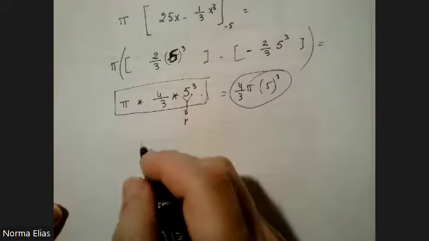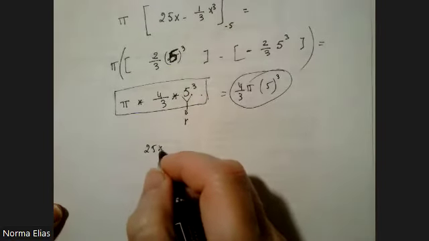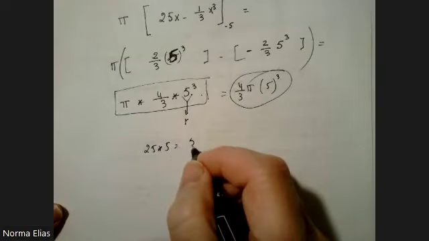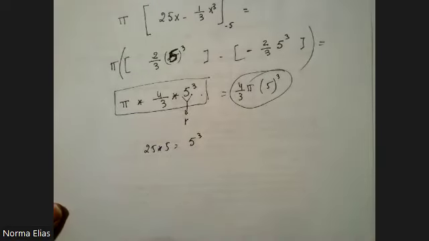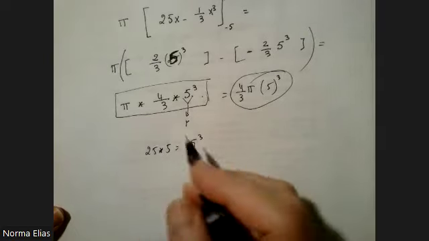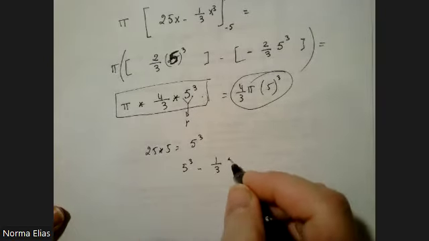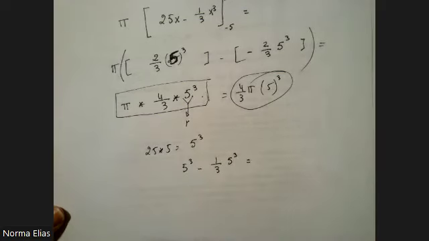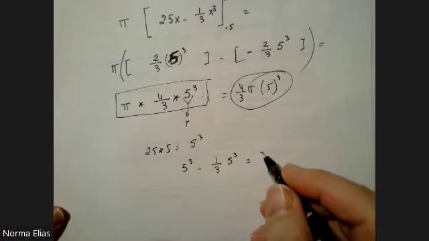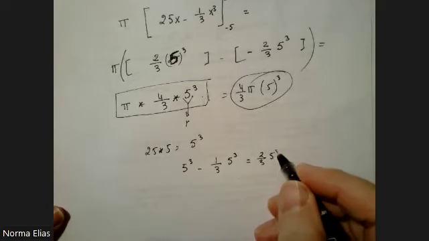Okay, so 25 times 5. I thought of it as 5 to the 3, right? Then I said I have 5 to the power 3 minus 1/3, 5 to the 3. Right. That makes sense. And then 5/3 minus 1/3 would leave me with how much? 2/3. Okay, I see. That's a clever way of thinking it.